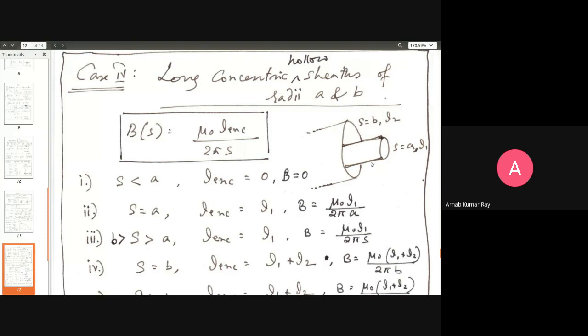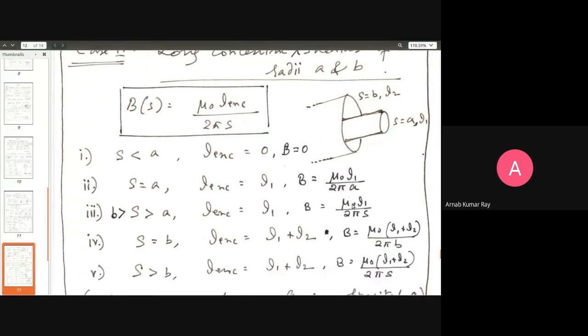You have an outer tube whose radius is S equal to B, and the current flowing through the outer tube is I2. So when S is less than A, I enclosed is 0, and so B is equal to 0. When S is equal to A, your Amperian loop coincides with the circumference of the inner tube. I enclosed is I1, so B is equal to mu naught I1 by 2 pi A.